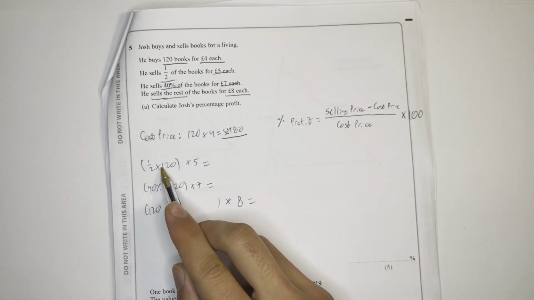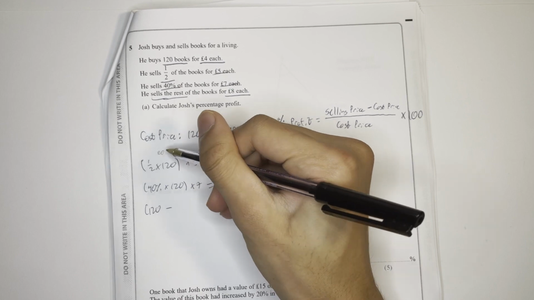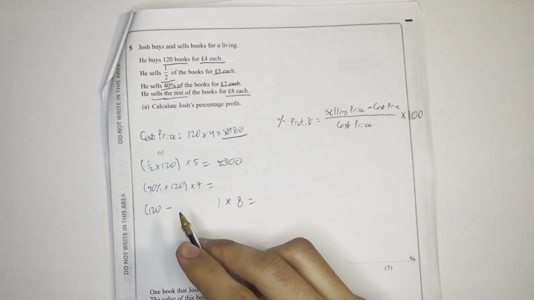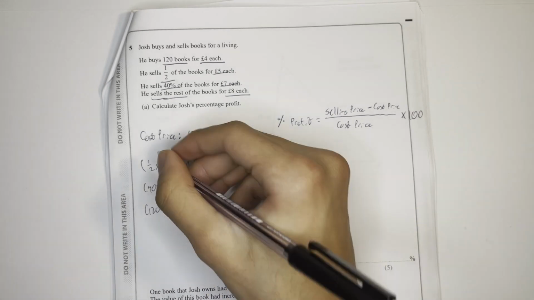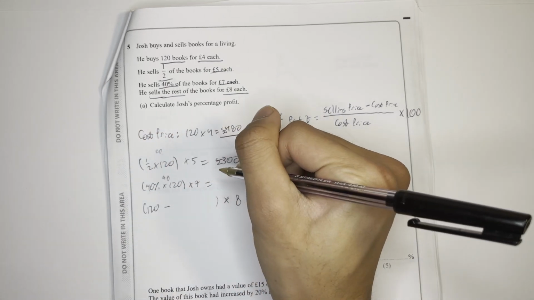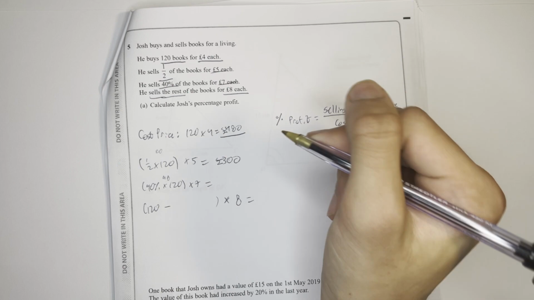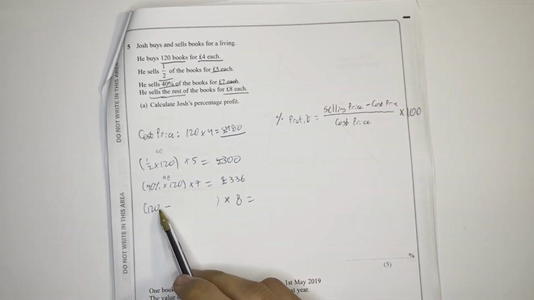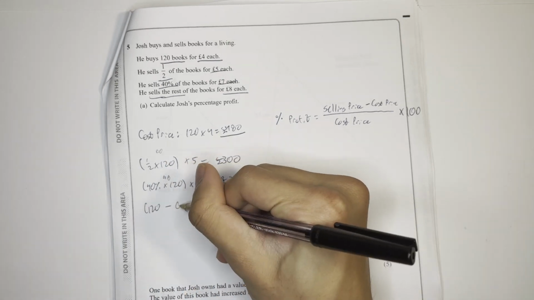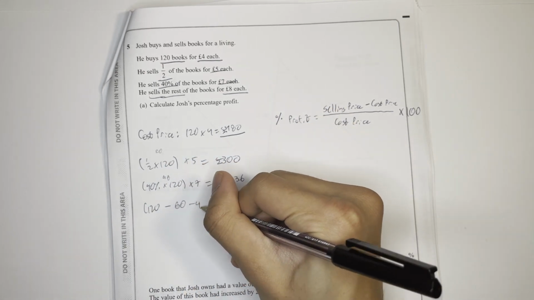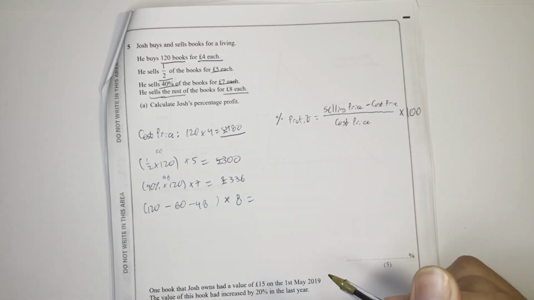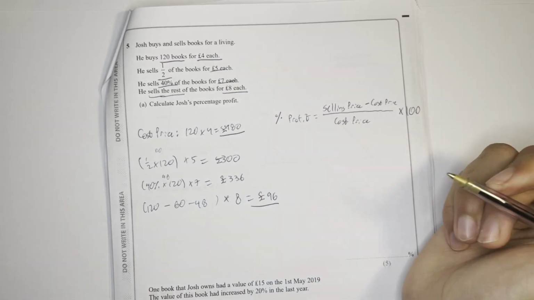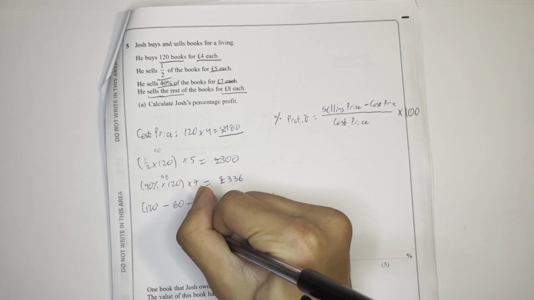So first of all, 1/2 times 120 is 60, so this is quite simple to work out as £300. 40% times 120 works out to 48 books that he bought for £7 each, coming to £336. And whatever's left would be the total 120 minus 60 books minus 48 times 8, which brings us to £96.